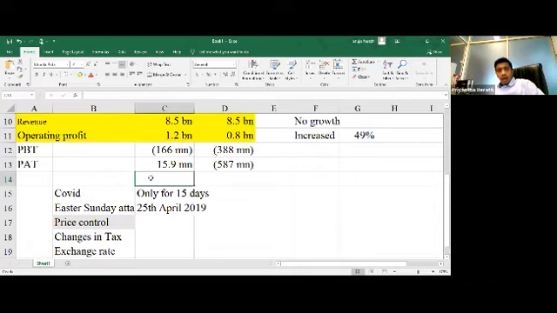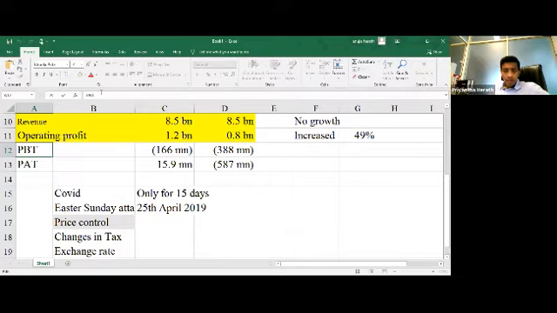Okay. Operating profit is 1.2 billion and last year 0.8 billion. And why is the profit before tax a loss? This is not profit before tax, this is loss before tax. So this is the loss before tax. Why is this negative?